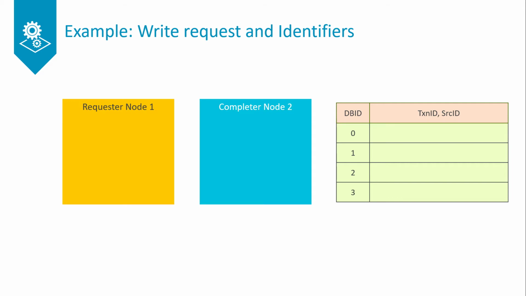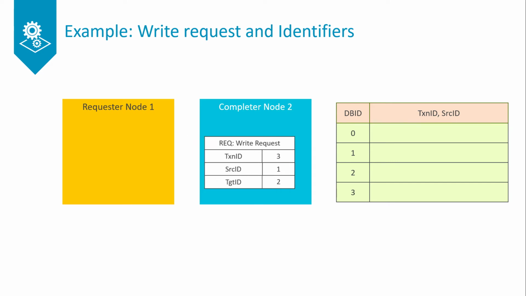The requestor sends a write request to the completer with transaction ID 3. The source ID field gets populated with the node ID of the requestor, and the target ID field gets populated with the node ID of the completer.